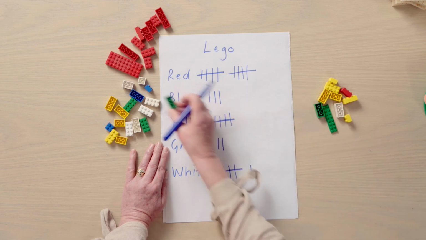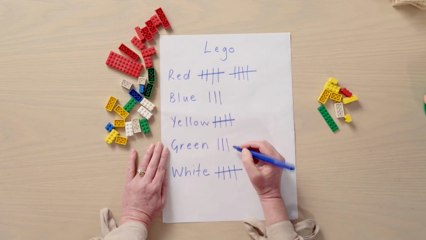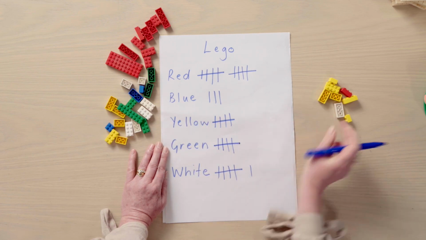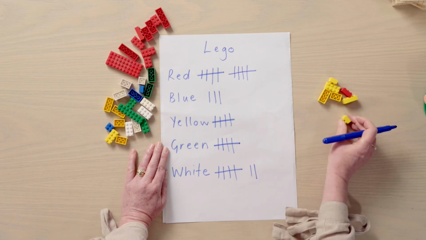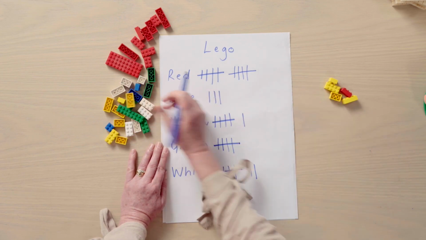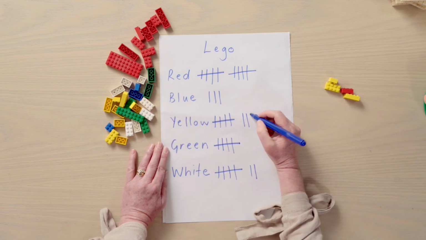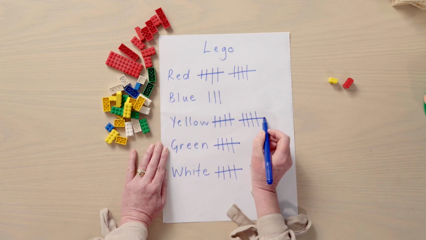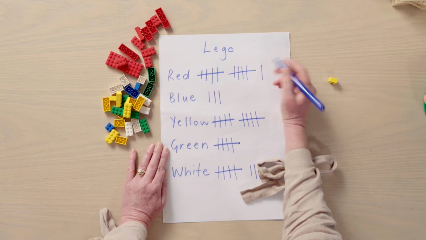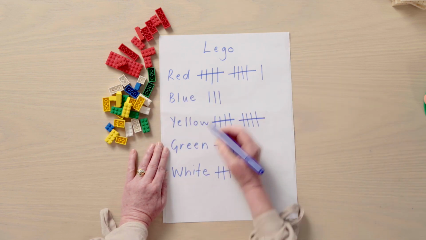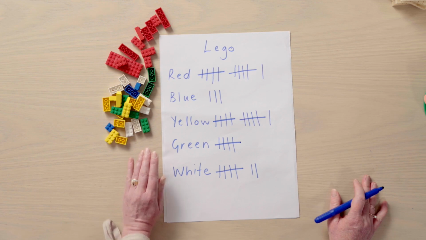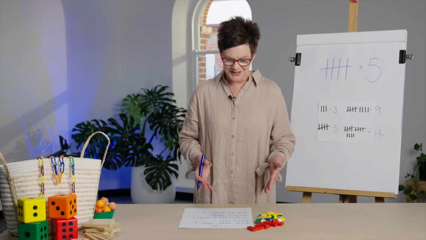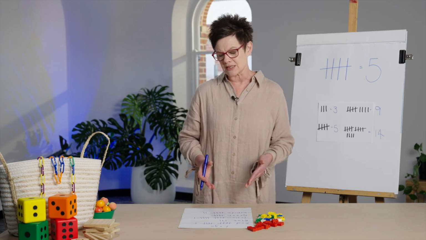A white, green, green, green, 5, a white, 1, 2, 3, 4, I thought so, 5, another red, and the last one, a yellow. And there we have it, my friends, a list and a tally of how many different colours of Lego my friend Malcolm has.